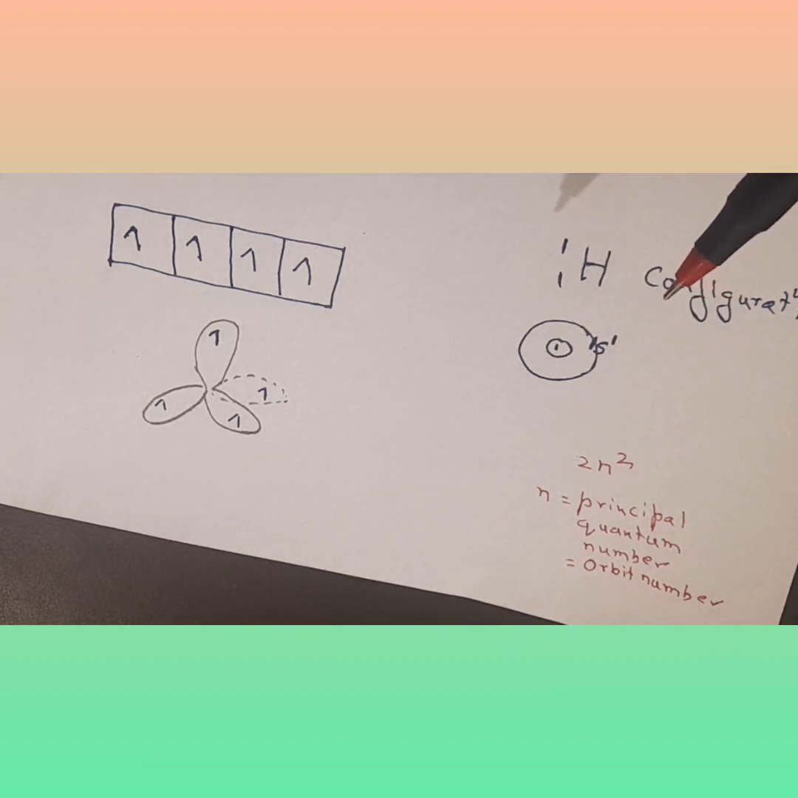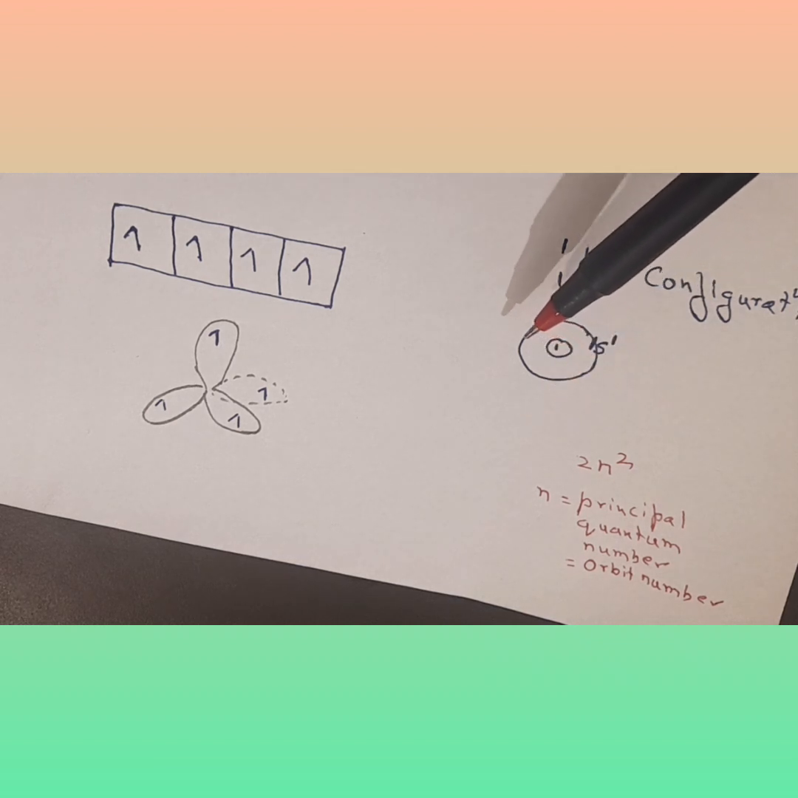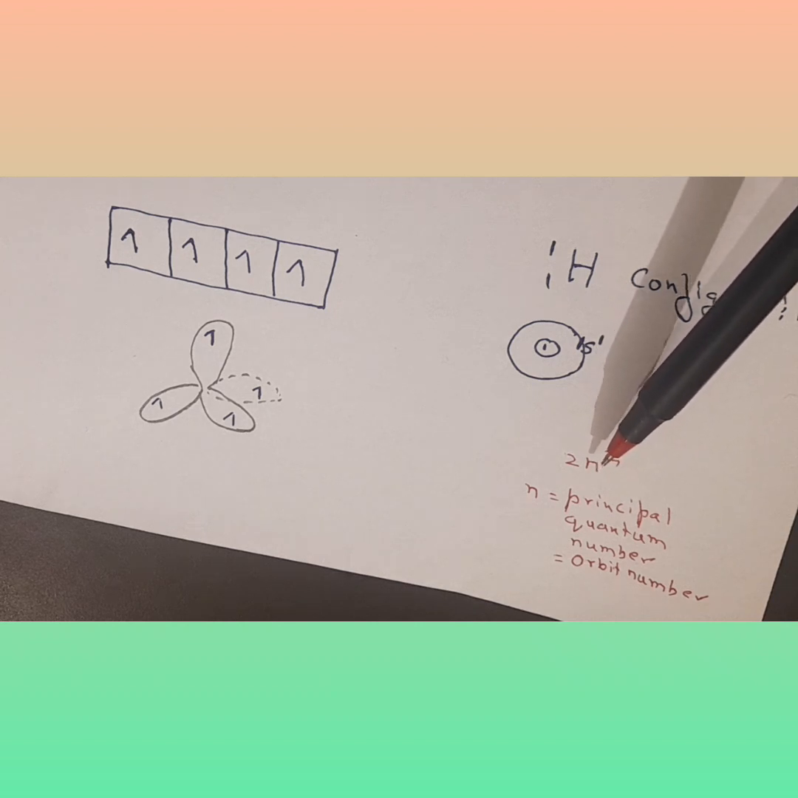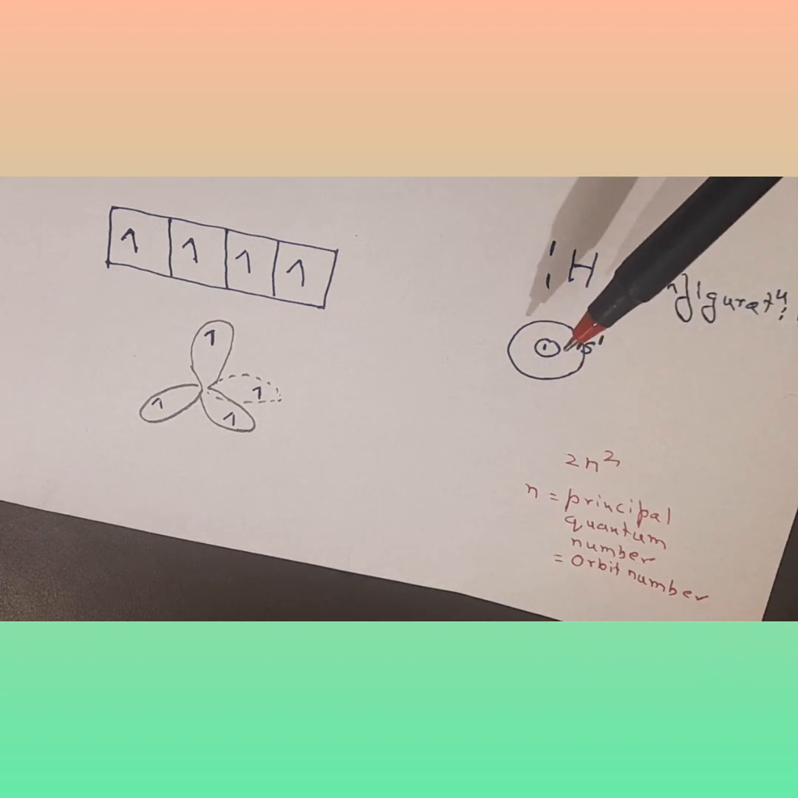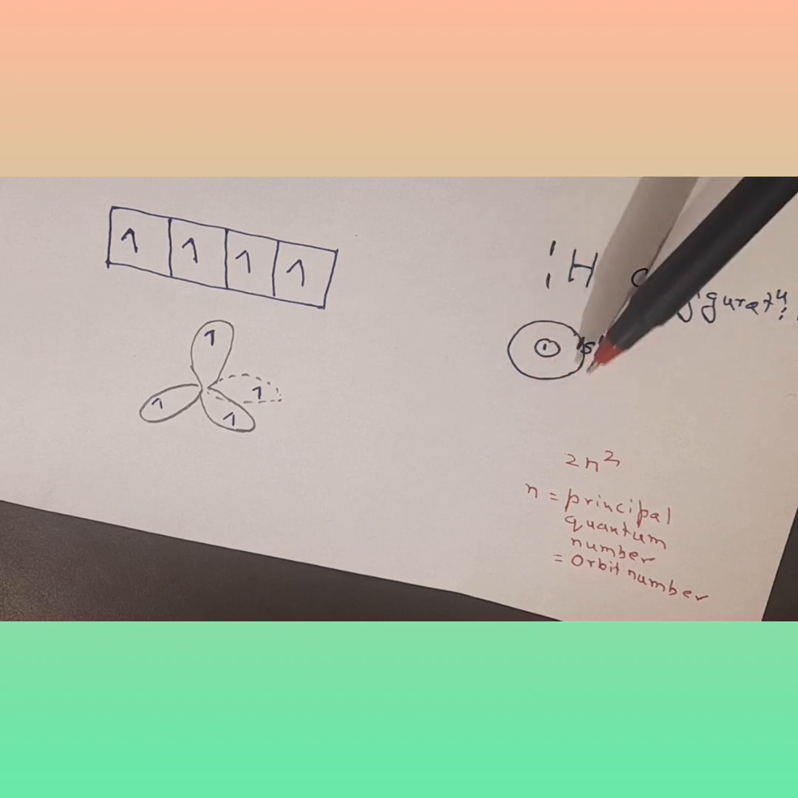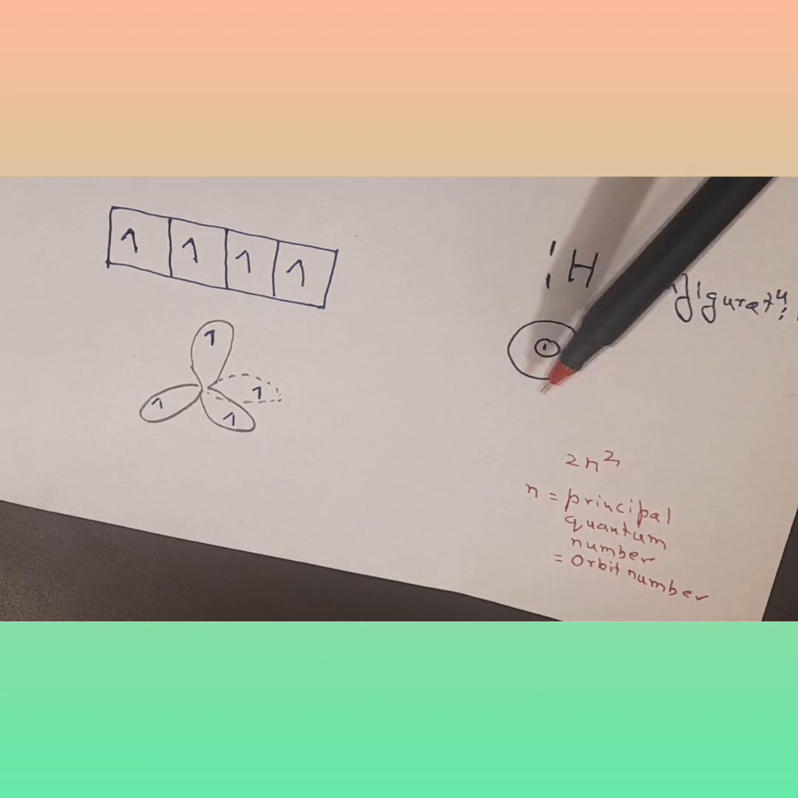Another thing that we need to understand is the number of electrons required for saturating a particular orbit. We are aware of the formula 2n square, where n stands for the principal quantum number. In the case of hydrogen, the principal quantum number is 1 for the valence shell. So how many electrons would it hold? 1 square is 1, 2 into 1 is 2. So hydrogen requires just 2 electrons to complete its duplet and be satisfied.